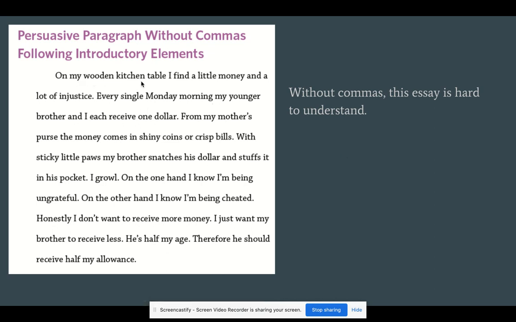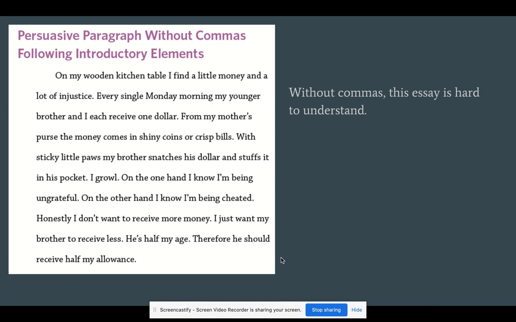On my wooden kitchen table, I find a little money and a lot of injustice. Every single Monday morning, my younger brother and I receive $1. From my mother's purse, the money comes in shiny coins or crisp bills. With sticky little paws, my brother snatches his dollar and stuffs it in his pocket. I growl. On the one hand, I know I'm being ungrateful. On the other hand, I know I'm being cheated. Honestly, I don't want to receive more money. I just want my brother to receive less. He's half my age. Therefore, he should receive half my allowance.